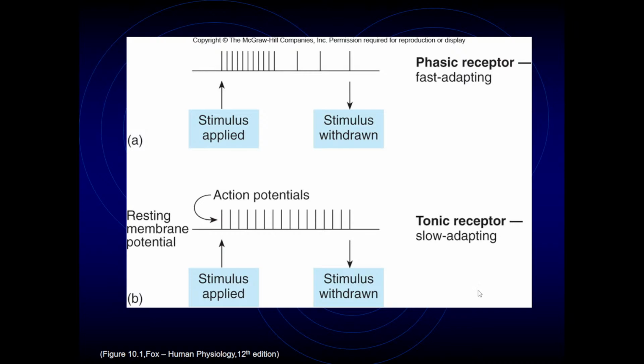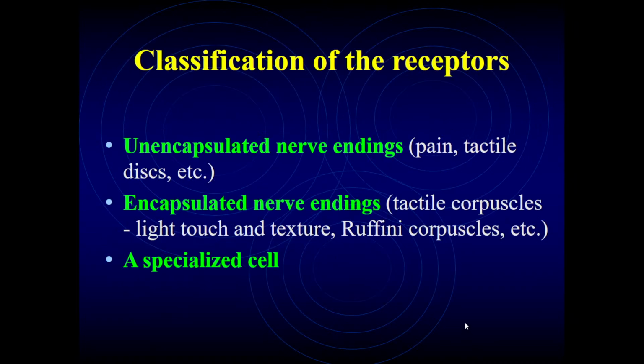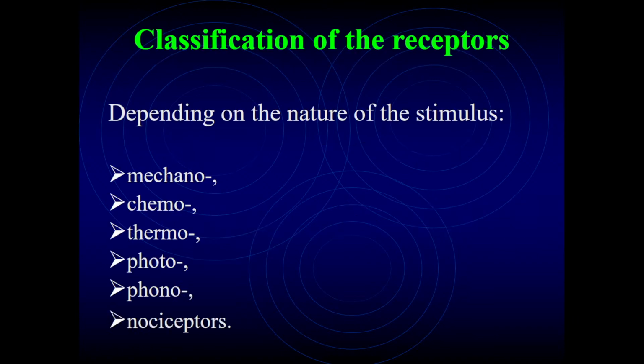We can classify different receptors on the basis of different characteristics. The first classification, depending on the nature of the stimulus. There are mechanoreceptors, chemoreceptors, thermoreceptors, photoreceptors, phonoreceptors, and pain receptors or nociceptors.